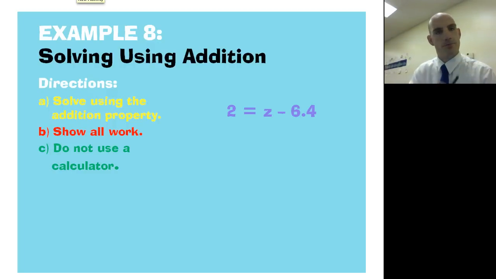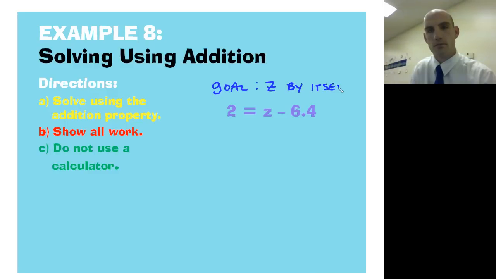Try this one on your own. I flip-flopped it on you. Your goal is to get Z by itself. So we're going to go that way, see what you can do, and we'll see you in class.